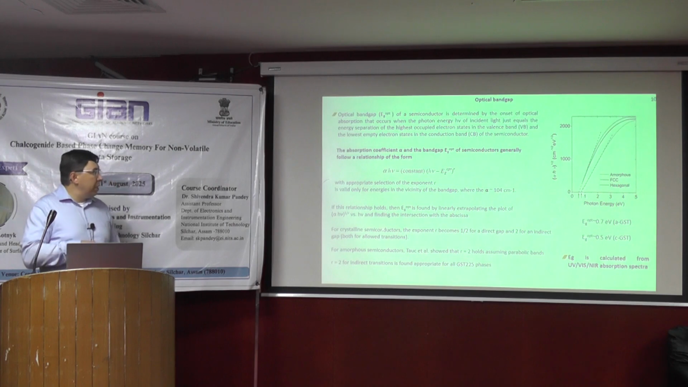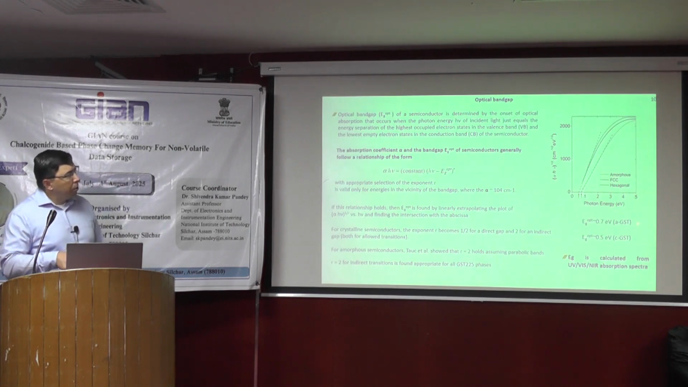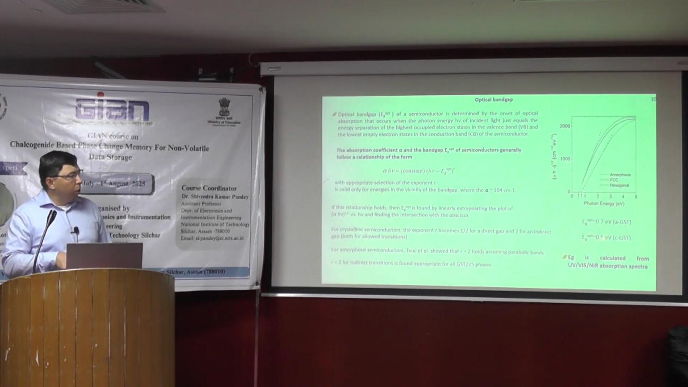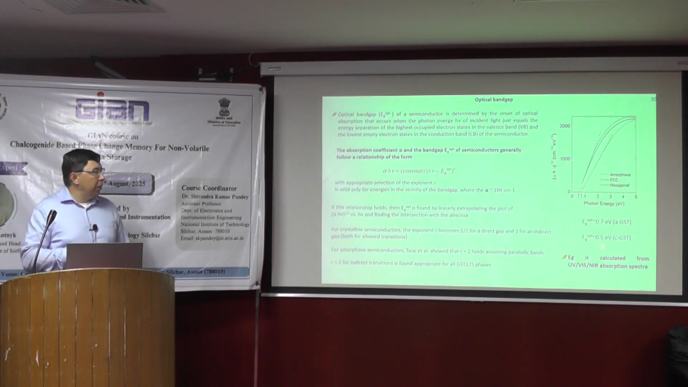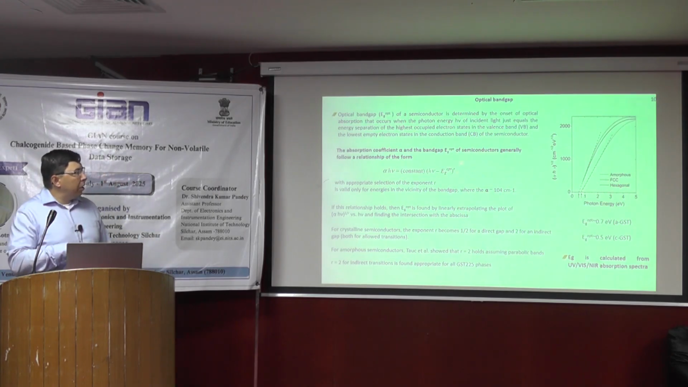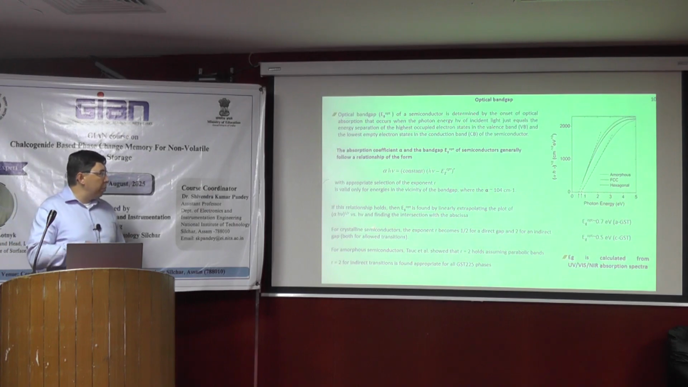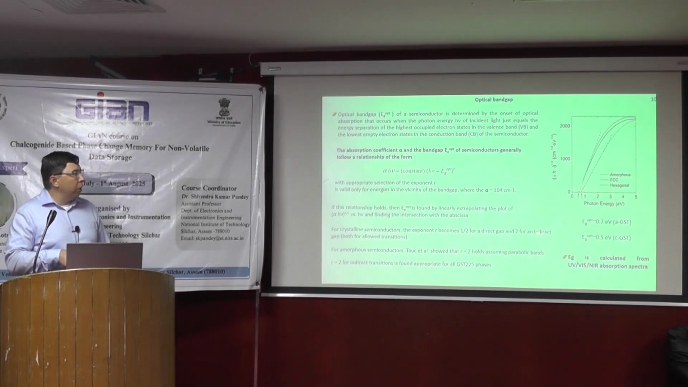For crystalline and amorphous GST, the band gap is around 0.7 eV, and for CGST, it is a little bit lower, 0.5 eV. So now to this R, the exponent: for crystalline semiconductors, this exponent is one half for a direct gap and 2 for an indirect gap.